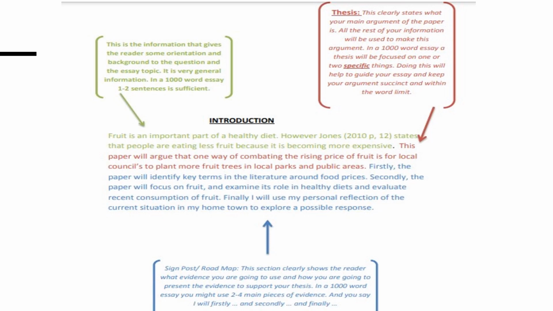So you see in this introduction, the person is saying, firstly, the paper will identify key terms in the literature around food prices. Secondly, the paper will focus on fruit and examine its role in healthy diets and evaluate recent consumption of fruit. Then finally, I will use my personal reflection of the current situation in my hometown to explore a possible response. Okay.